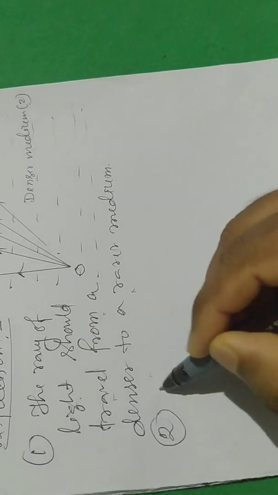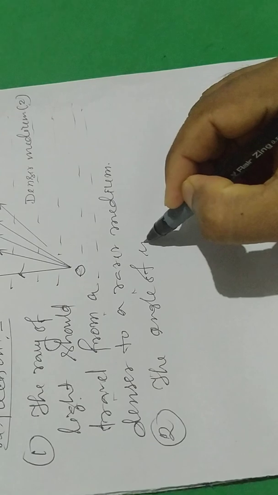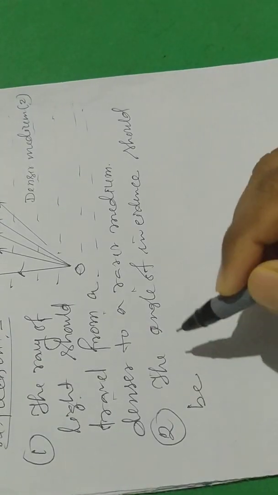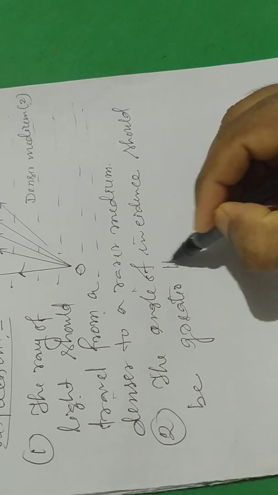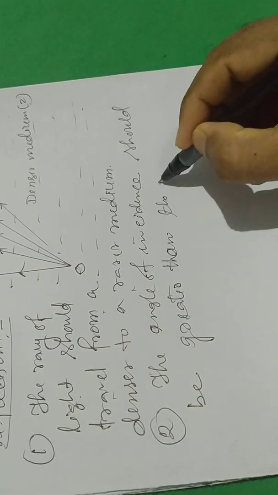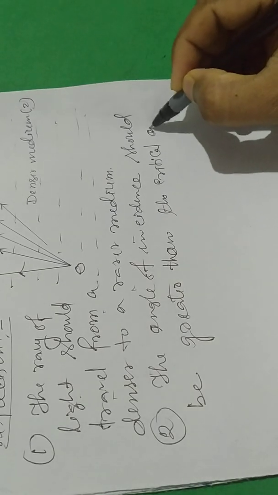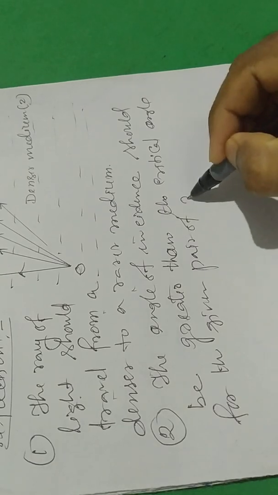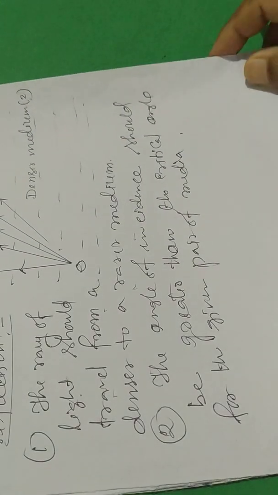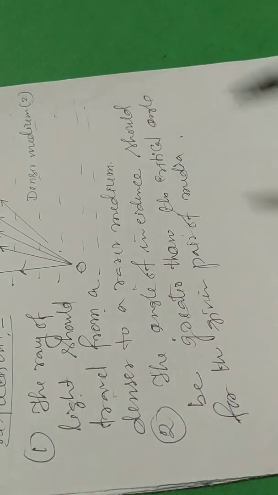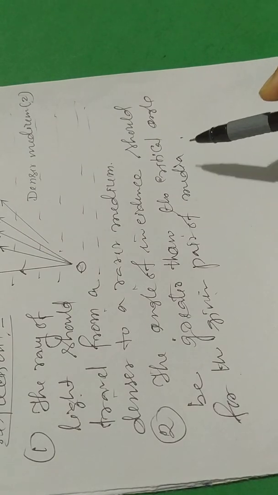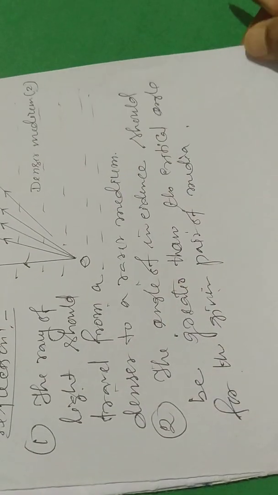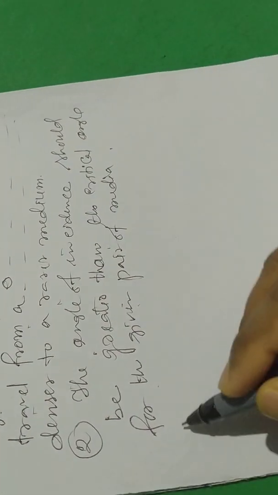Number two, the angle of incidence should be greater than the critical angle for the given pair of media. So the second condition is that the angle of incidence should be greater than the critical angle for the given pair of media. If these two conditions are met, then there will be total internal reflection. Now I want to say what is called the critical angle.